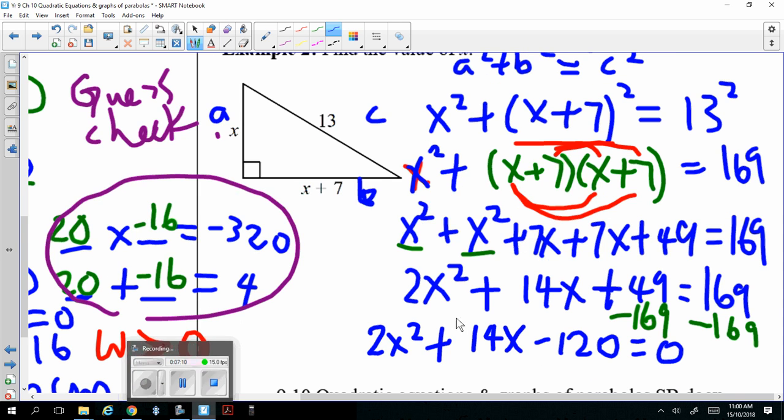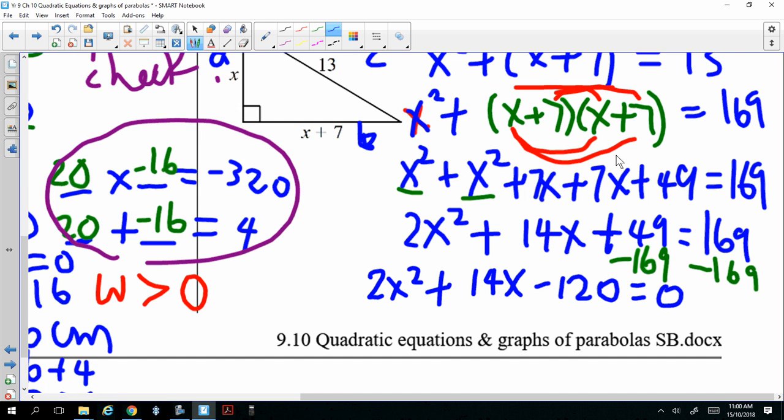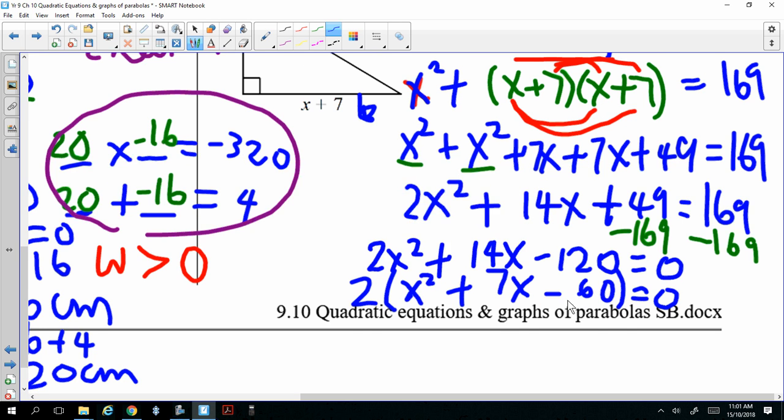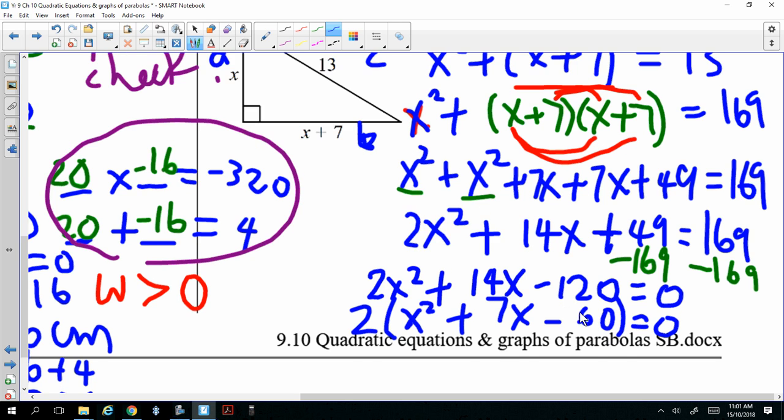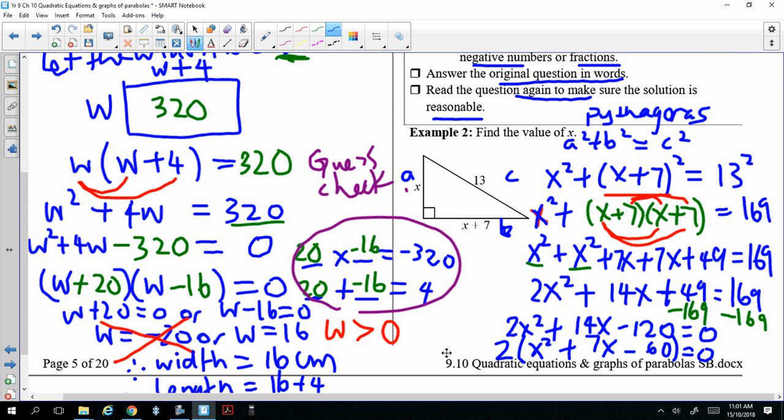Well, so take the 2 out. So 2 is common. So you write x squared plus what? 7x minus 60. Now that's a slightly easier one to factorize. See if you can work out. I'll make it a bit bigger. There you go. Okay, see if you can factorize. Go.